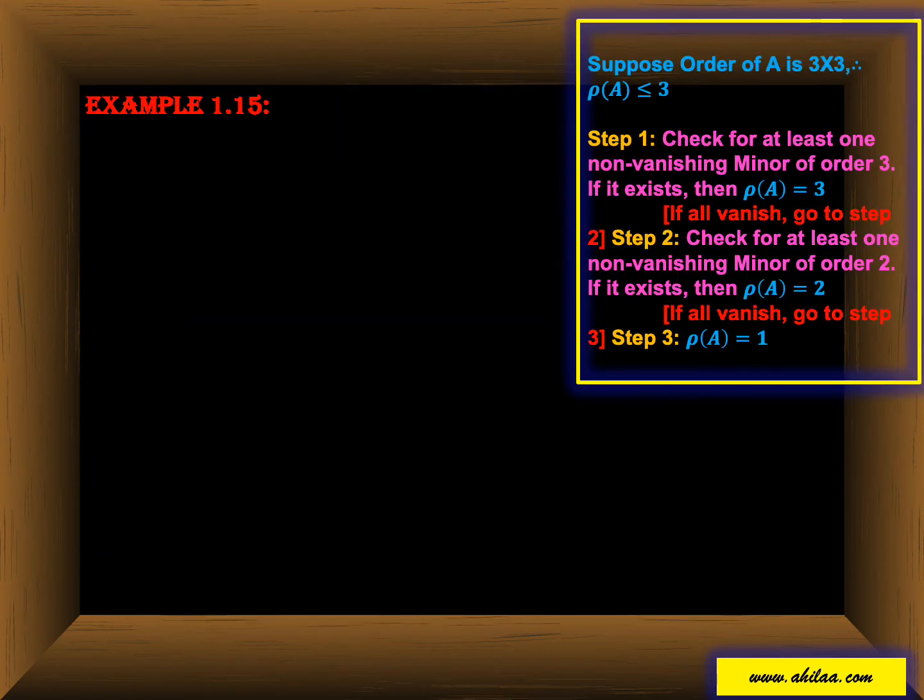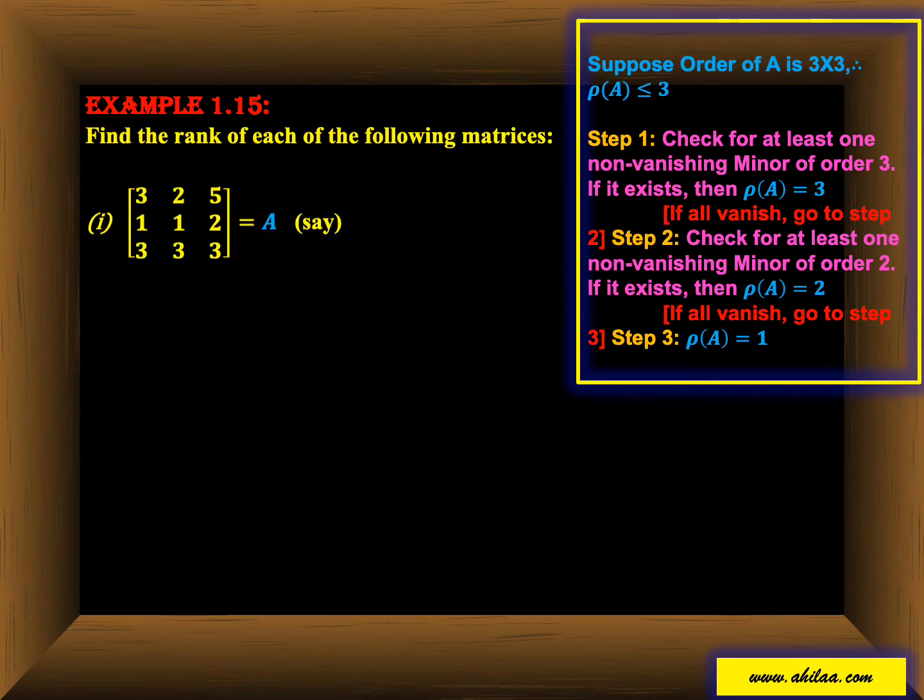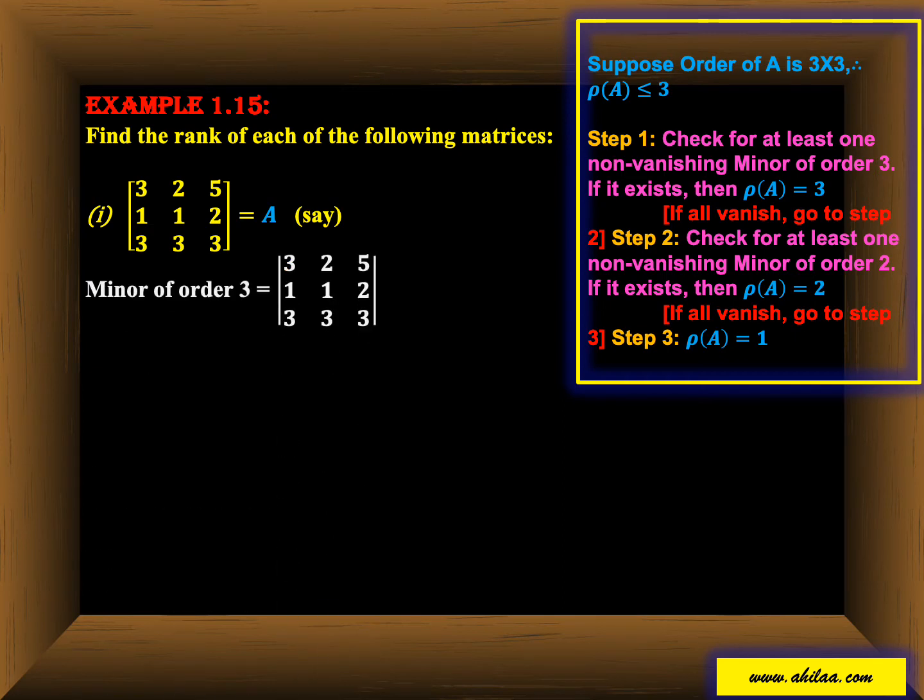Keeping the points in mind, example 1.15, find the rank of each of the following matrices. First matrix, a 3 by 3 matrix, 3 2 5, 1 1 2, 3 3 3. Let us consider it as A. Now we check by step 1. We find the minor of order 3. Here it is only 1. So we get the determinant value of the given matrix, which we get as 0. So the minor of order 3 vanishes. Therefore, we can say rank of A is not equal to 3. So, we proceed to step 2.